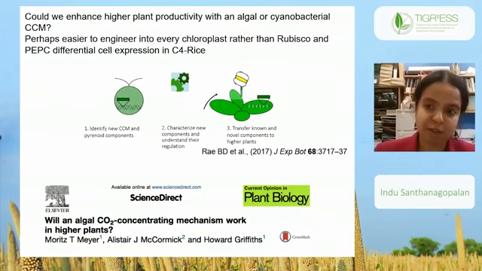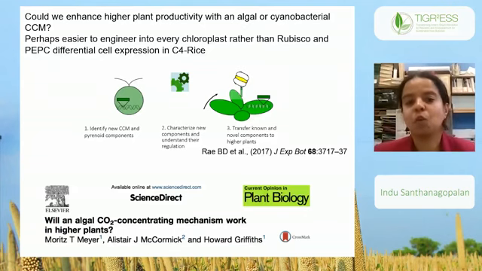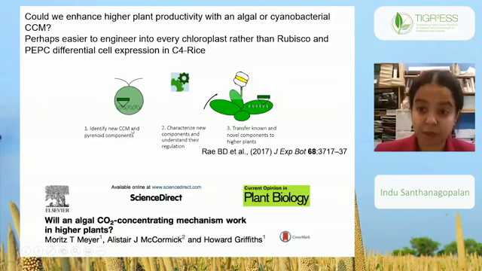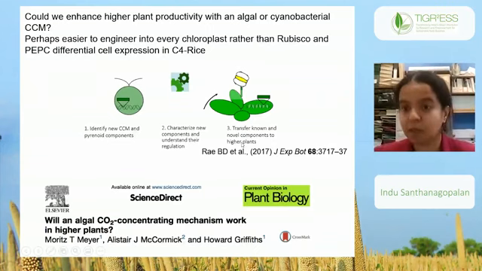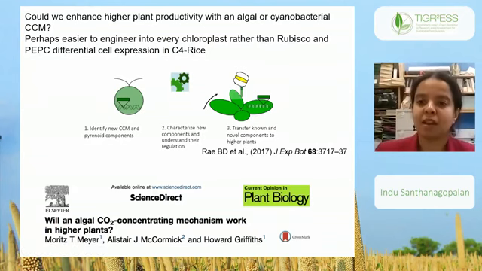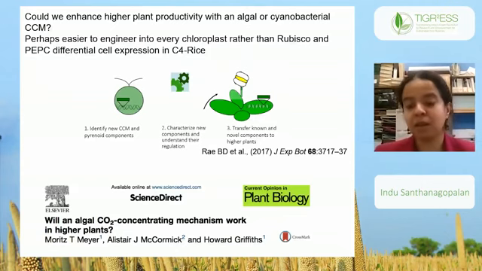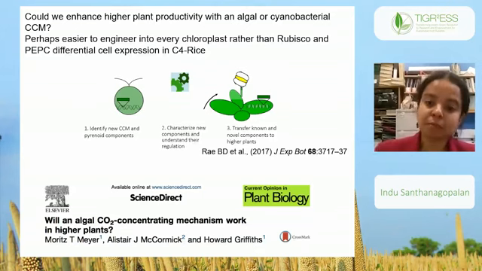So how do we go about engineering algal CCM into higher plants? Well, we'd have to identify the key components in the pyrenoid and in algal CCM, characterize them, and then figure out which components to transfer to higher plants, genetically modify higher plants, introduce the key components, and then ensure and see what needs to be regulated to have CCM functioning within the higher plants.